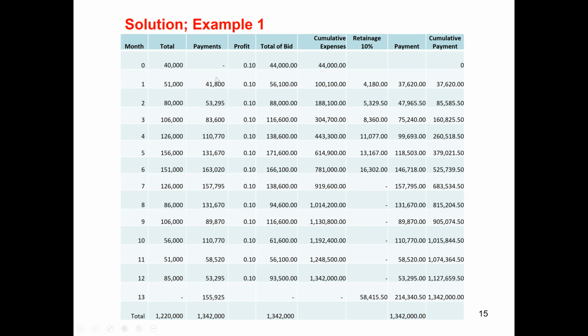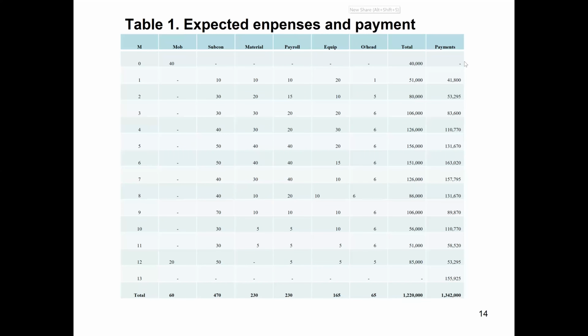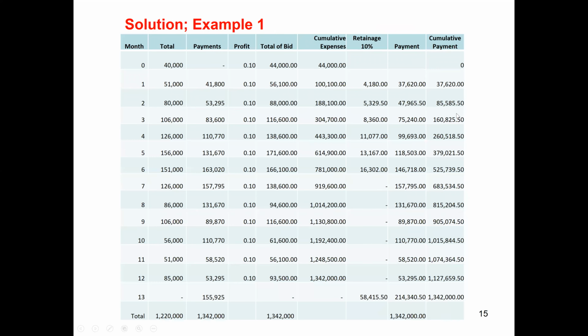And then from these payments, this is from the previous graph, the expected payments are given like 41,800, 53,295, 83,600. So this is exactly as given in the second and third columns. All the payments, like 41,800, are given in the question. So here we have the total direct cost and indirect cost, and then we have the payments also. The months are given, then the sum of direct and indirect cost is given, and then the payments are also given.